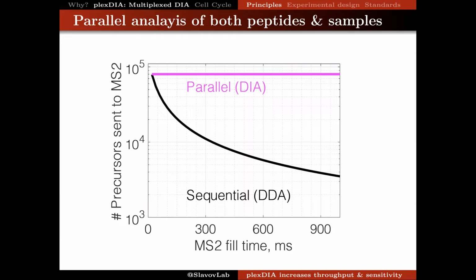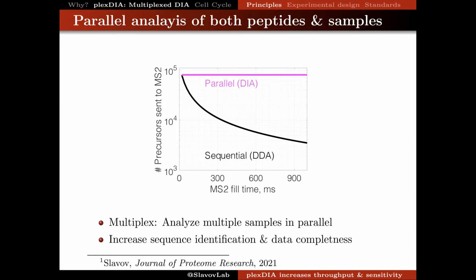So we wanted to develop an approach that can allow analyzing in parallel both peptides and samples, parallel squared. So we wanted to multiplex, which should help us increase throughput, label multiple samples in a way that would allow us to analyze proteins in each sample individually while we analyze in parallel all labeled samples. And in that process, we wanted to explore the possibility to increase sequence identification so that we get deep coverage, and improve data completeness so that proteins identified in one sample are also identified and quantified across all other samples.